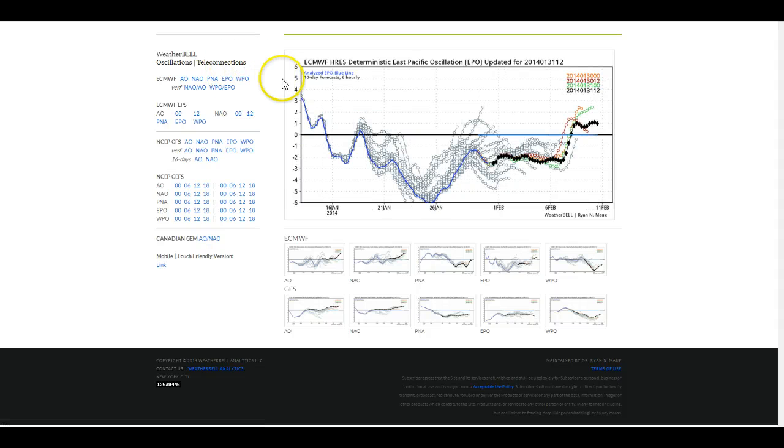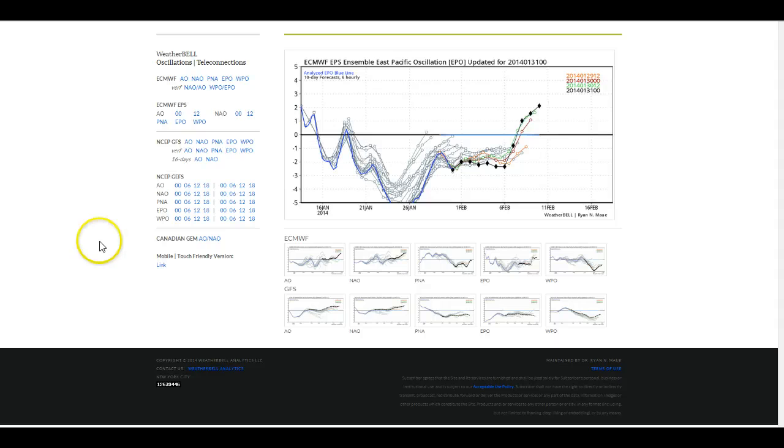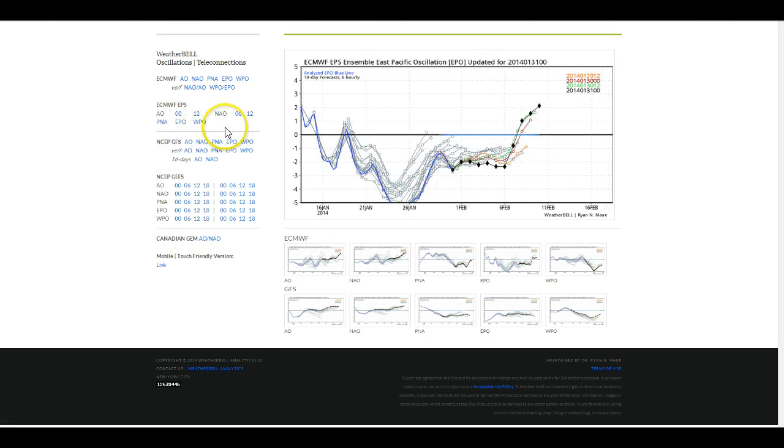The EPO has been the big wild card of the year. I'm going to go to the European ensemble, which is a much more reliable way to forecast, or not forecast. I don't call myself a forecaster. I call myself an enthusiast, and the things I make are not forecasts, they're calls. That is how I consider myself personally.